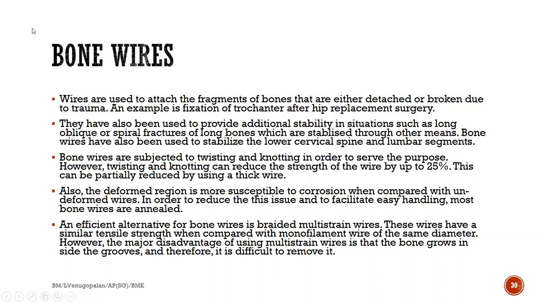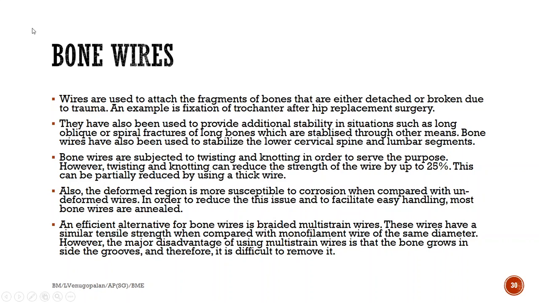Now, you also have bone wires that are used to provide additional stability during a surgery. Suppose it is a spiral or oblique fracture of a long bone, right? Or one that needs to be stabilized by other means, then bone wires are also used along with implants such as the plates to stabilize the bone. They've also been used to stabilize the lower cervical spine and the lumbar segments. So if you have issues with your vertebral column, then bone wires are used.